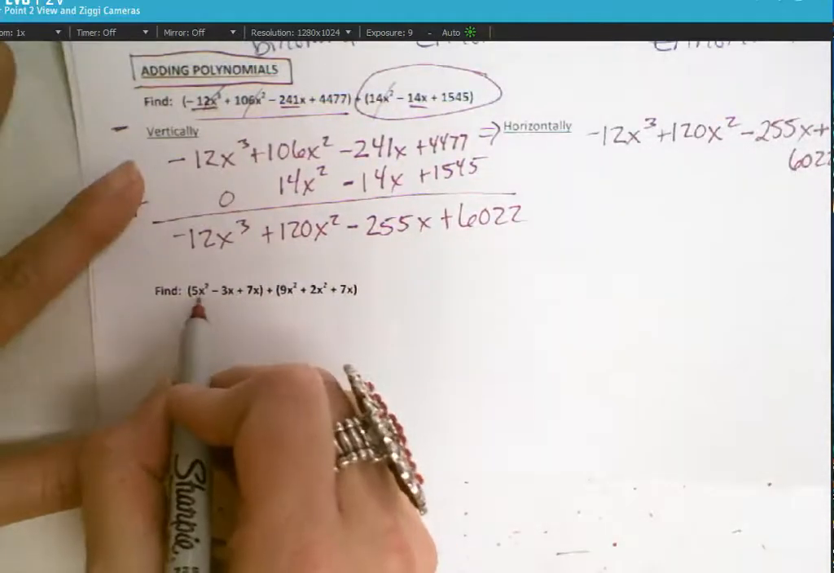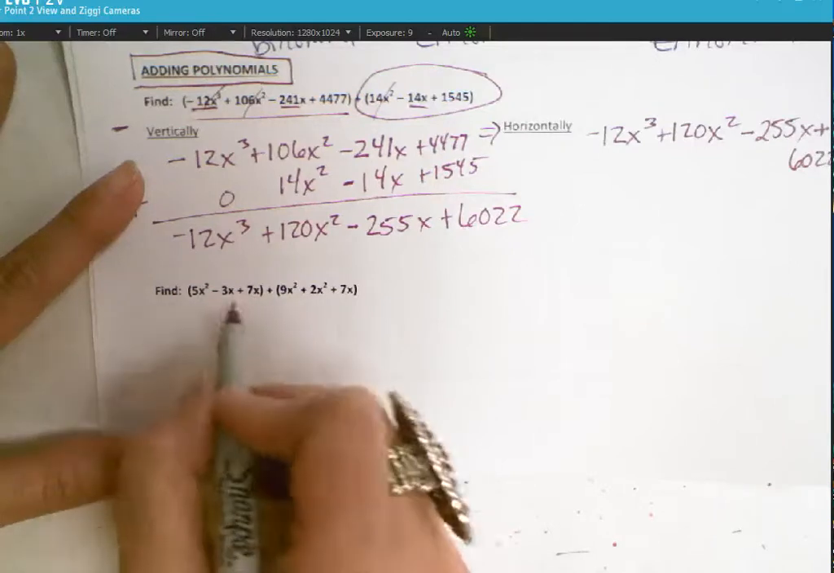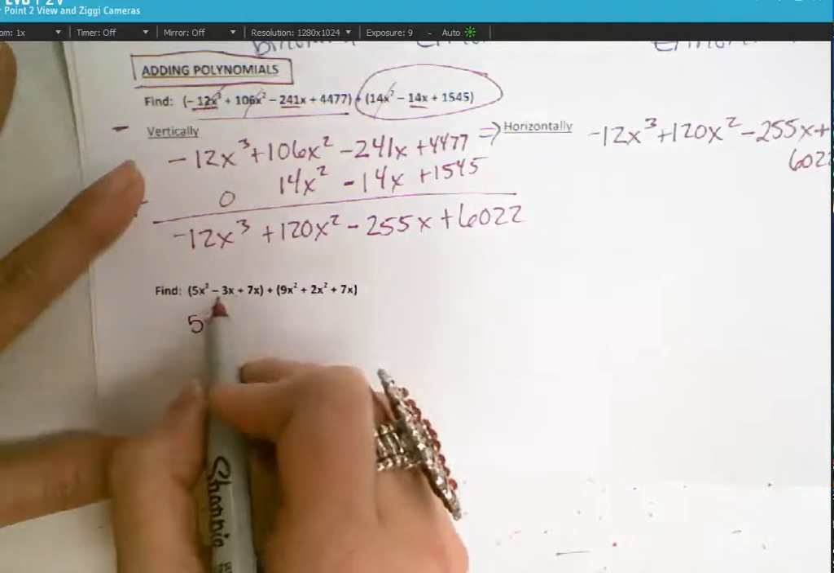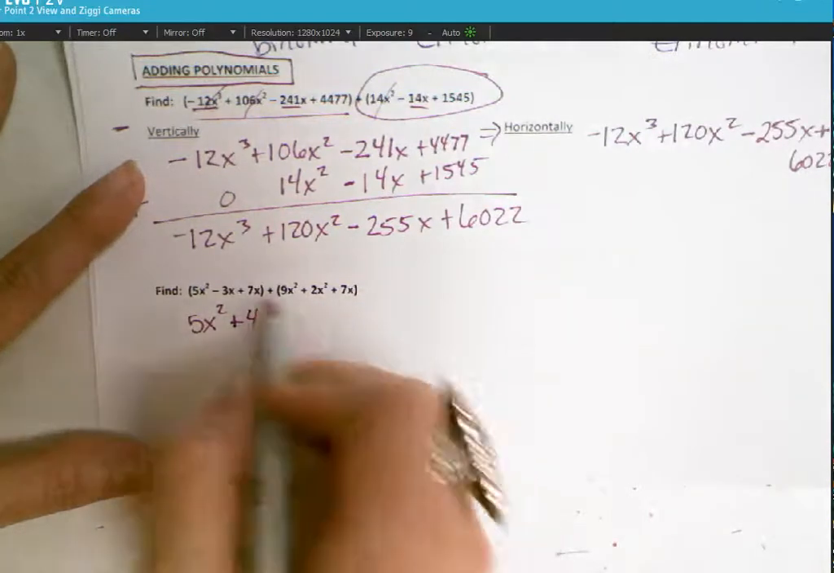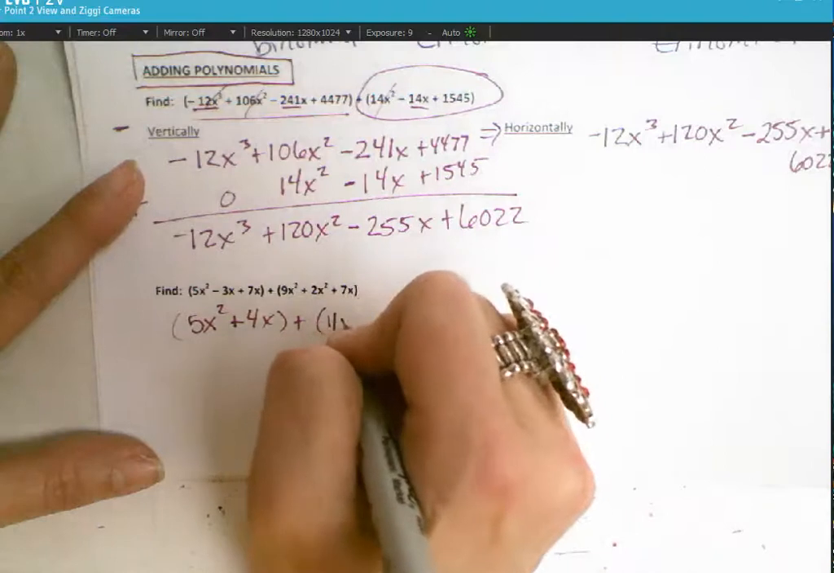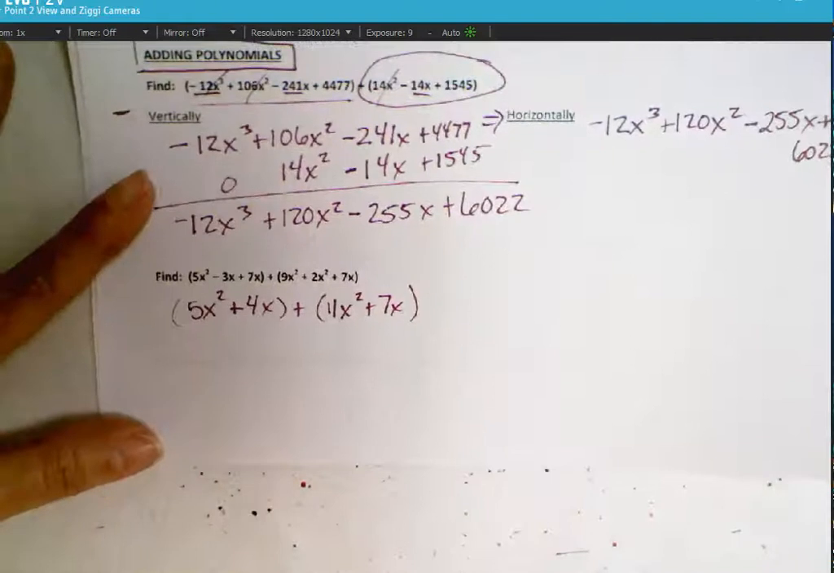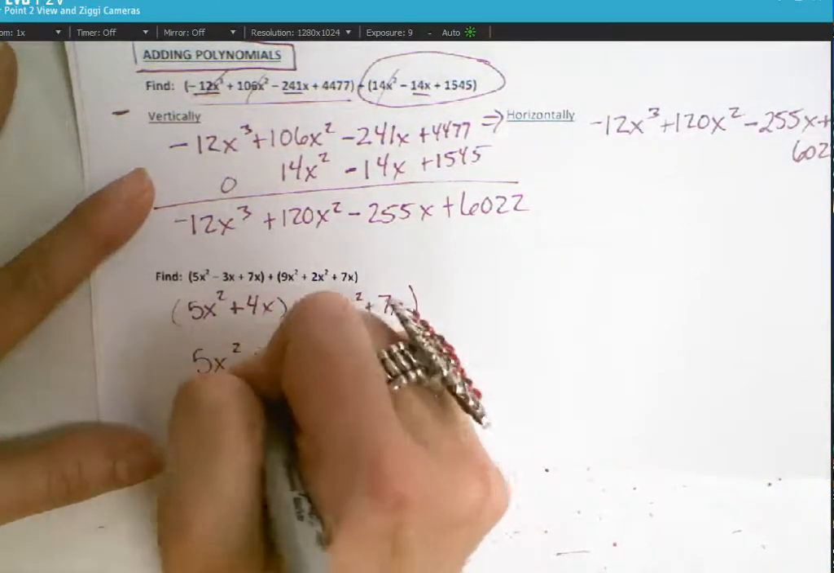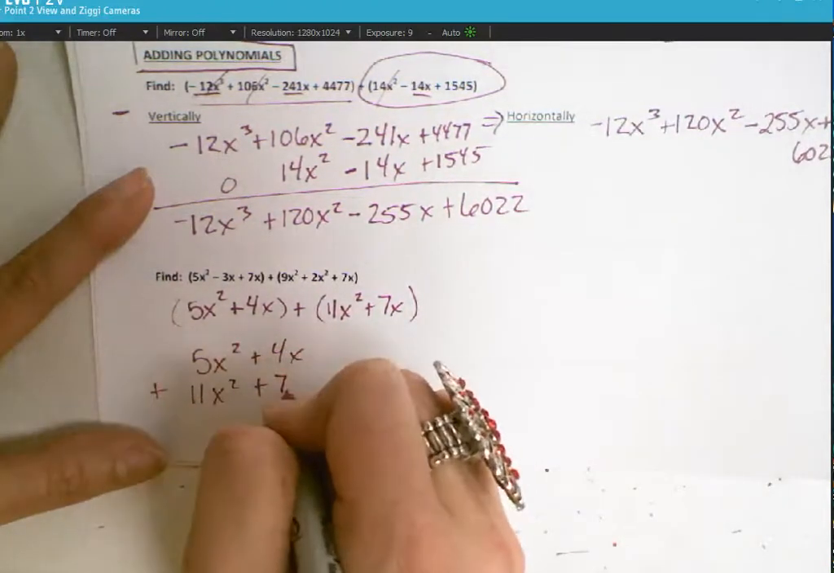So this is a 5x squared. I have a 3x and a 7x. So I need to do some simplifying before I start doing these. So I end up with, for this one, 5x squared. Negative 3x plus 7x is a plus 4x. Then I'm going to look over here and see if I can simplify anything on this side. Plus, oh, there's an x squared and an x squared. I should combine like terms. 9 plus 2 is 11x squared plus 7x. Then I decide if I want to do horizontal or vertical adding. So if I do vertical, I take the first one and add the second one with its variables lined up.